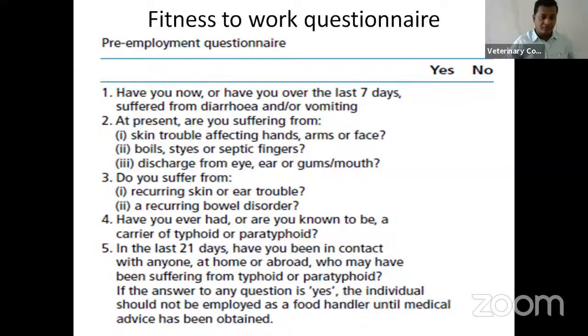If the answer to any question is yes, the individual should not be employed as a food handler until medical advice is followed. So there should be all 5 no's. When the answer is no, then you can induct them for the training.